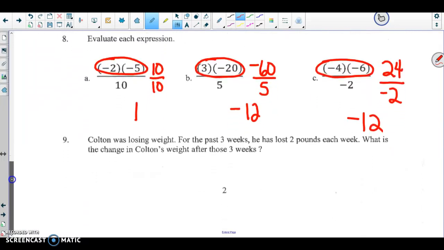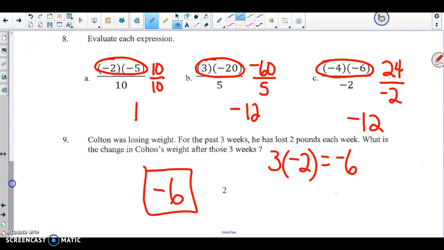Number 9, Colton was losing weight, and for the past 3 weeks, he lost 2 pounds each week. What is the change in Colton's weight after 3 weeks? So every week, he lost 2 pounds. So I'm going to write -2 for that. So 3 times -2 would be -6. So his change of weight is -6 pounds. That would be our answer for that change of weight.